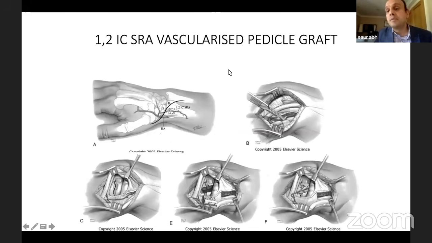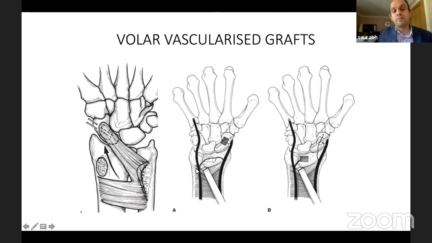Vascularized graft, I personally have no experience. I've never put one, not even assisted one. But yes, for exam purposes, you do an MRI. If there's an AVN, you can talk about a vascularized graft. You can take the 1-2 intercompartmental supraretinacular artery from the dorsum, and similarly you can take one from the volar side also. But for all practical purposes, vascularized grafts are almost non-existent. If you just know the name, they will not ask you to go any further.